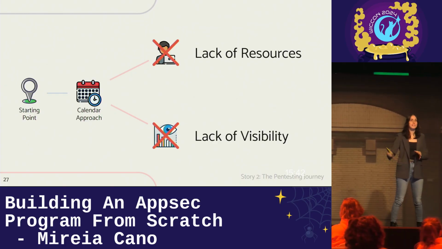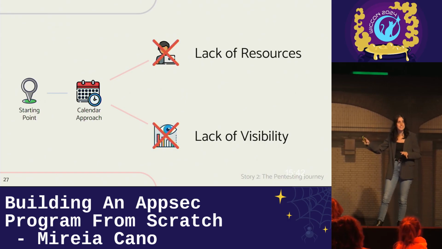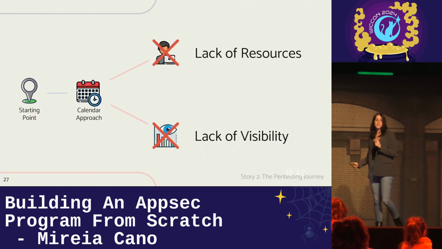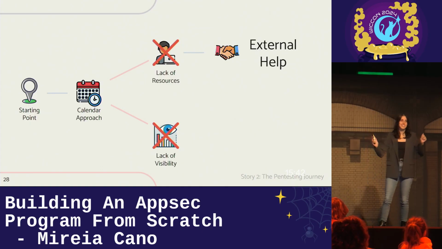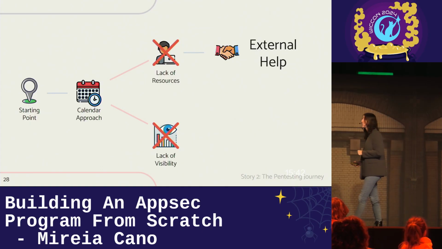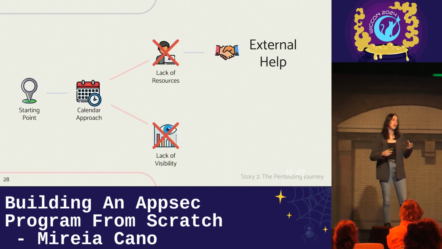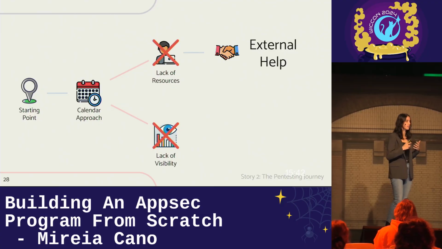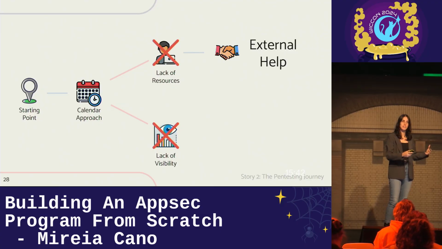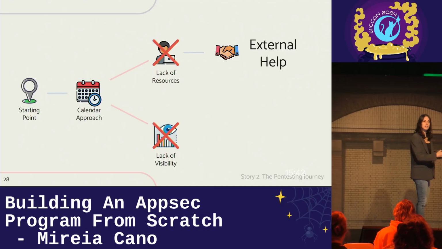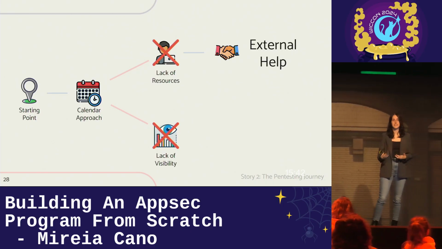So what I'm going to do is first try to solve the lack of resources and then the lack of visibility. For the lack of resources, what do we do in these cases? External help. Now, this was not supposed to be a long-term solution. It was just while we managed to build other aspects of our Appsec, right? Like more foundation, automations, etc. We just needed this extra hand.